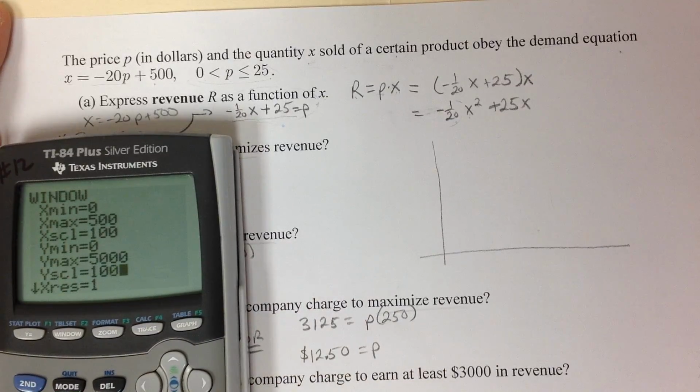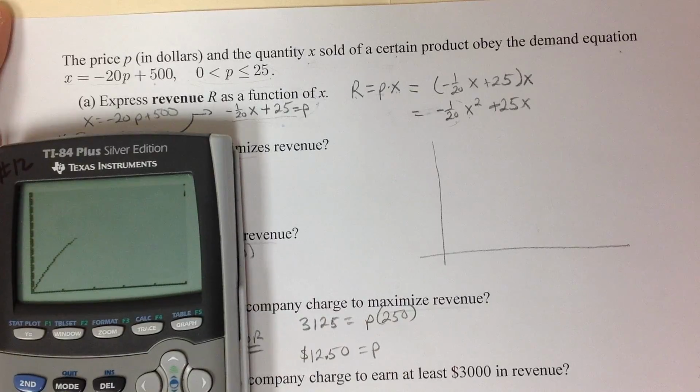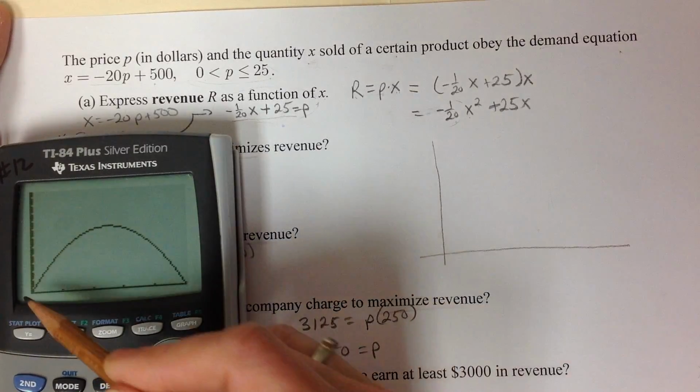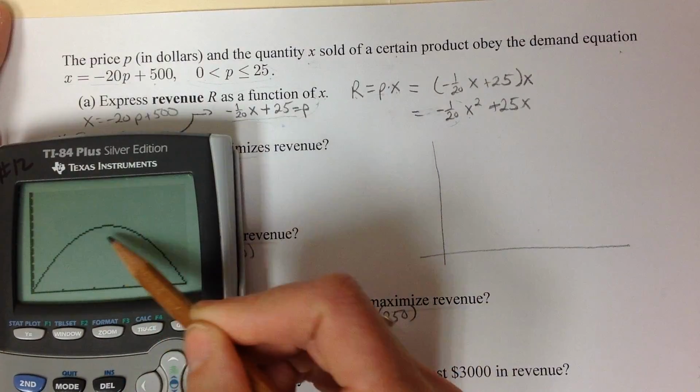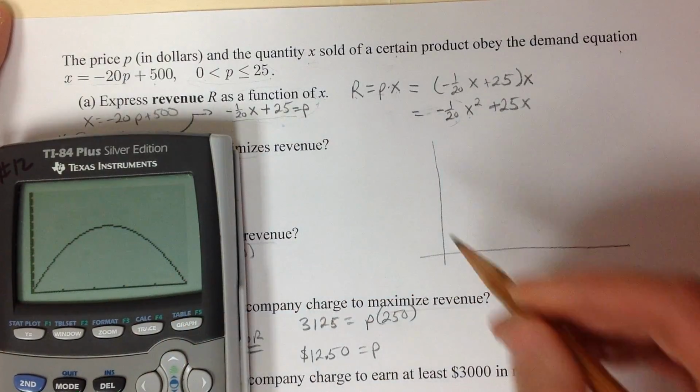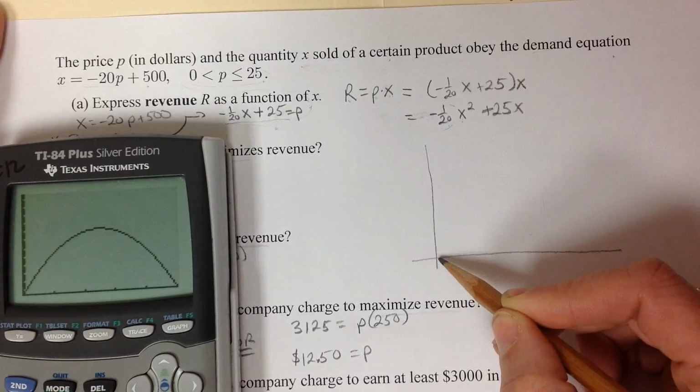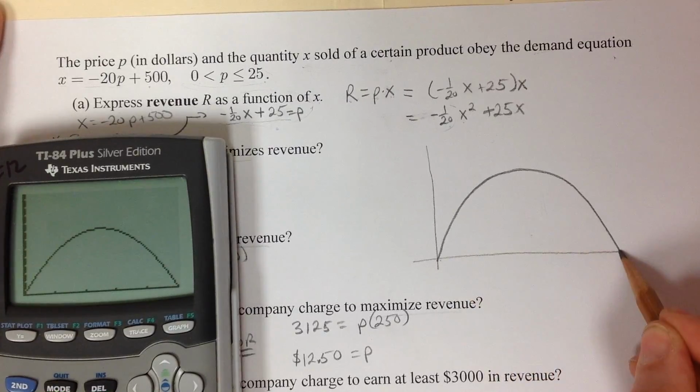I'm just taking guesses here. All I need is a window where I see the parabolic shape. And there I've got it. In particular, I need to see that max. Okay, so I'm going to draw a rough sketch of what I'm seeing.